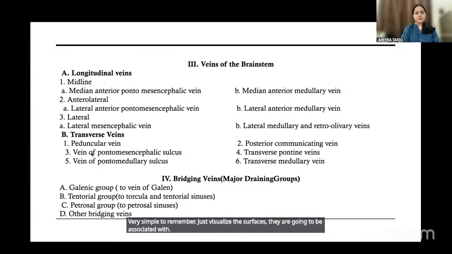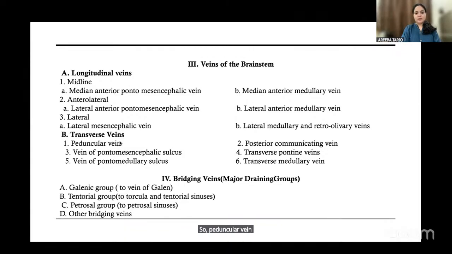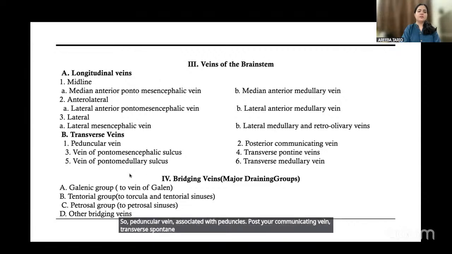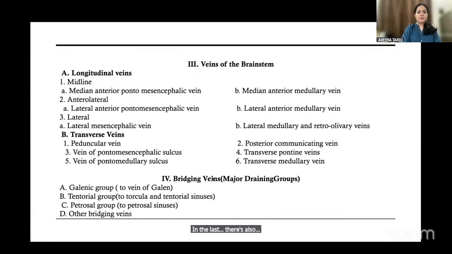The transverse veins are a little bit difficult to understand, but let's go through them one by one. So peduncular vein associated with peduncles, posterior communicating vein, transverse pontine vein, transverse medullary vein, vein of the pontomesencephalic sulcus, and vein of the pontomedullary sulcus. In the last, there are also bridging veins. Now, bridging veins are the veins that bridge these veins of the brainstem, superficial veins, and deep veins to the sinuses in which they are draining. So these are known as bridging veins.